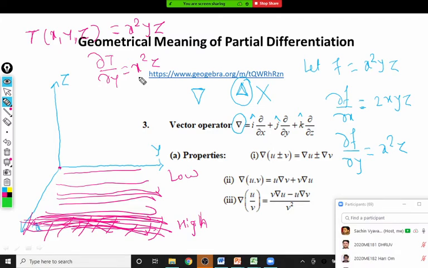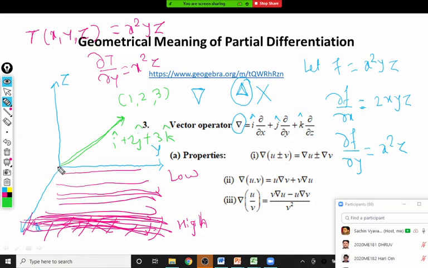Now I'm interested in the rate of change of temperature along the direction of a vector. I will take one point in space, say 1 2 3. I'm taking 1 2 3 as a point in space, and now I want the rate of change of this temperature along this direction. If we move in the 1 2 3 direction, that means i plus 2j plus 3k.